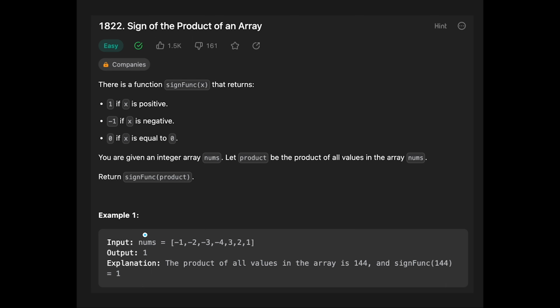So let's see the example. You are given minus 1, minus 2, minus 3, minus 4, 3, 2, 1, and the output is 1. Because if I multiply all values, that should be 144. That means this is a positive number, so that's why we should return 1.